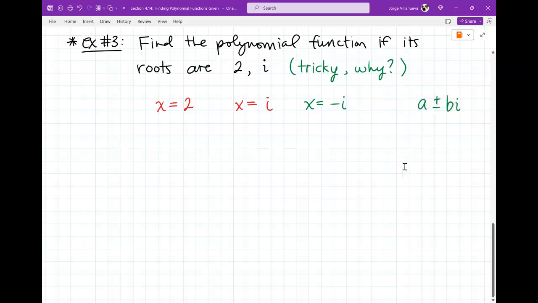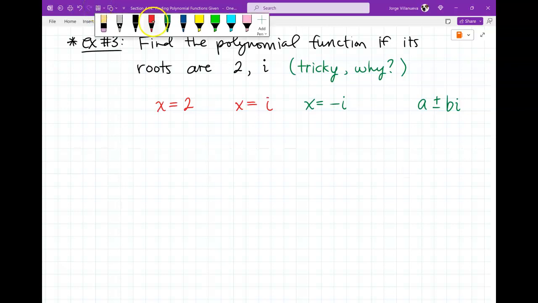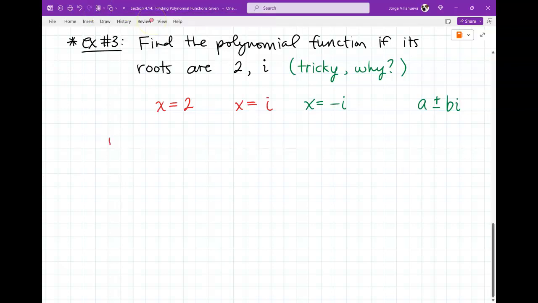If you see a positive i, the negative i is there as well. Maybe they don't list it, but it's there. If you see a negative i, the positive i is there. Okay? So anytime you see imaginary, make sure that you have a pair. Okay? It's always a pair. So that's why this one's tricky. But after that, not that big a deal. So here we go. So let me write down my equation. y equals, what do I write? x minus 2, x minus i, yeah, and then x plus i.